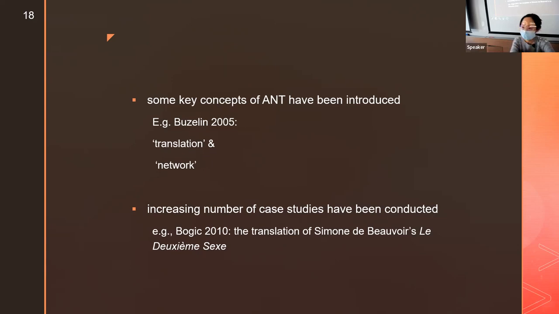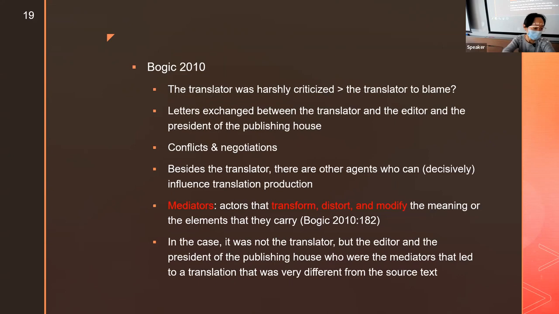Here I'm giving you an example to see what could be revealed by examining the production process of translation. It is Bojik's 2010 research on the translation of Simone de Beauvoir's Le Deuxième Sexe. I like this research very much, so let's have a look at it.